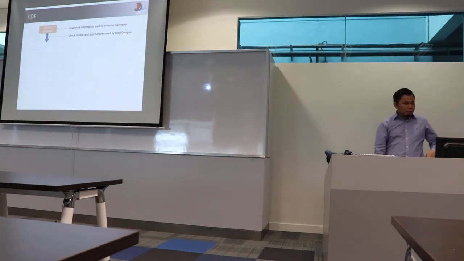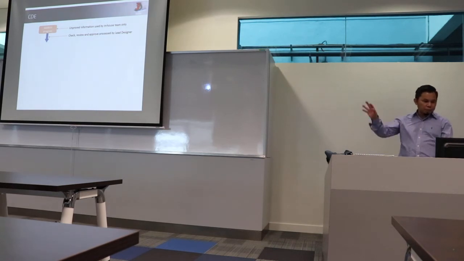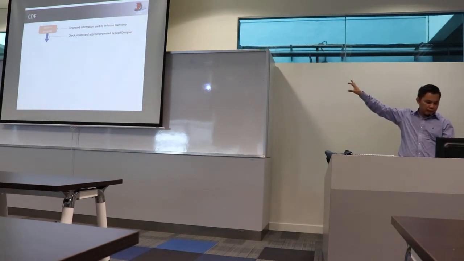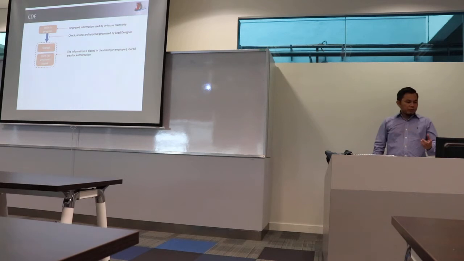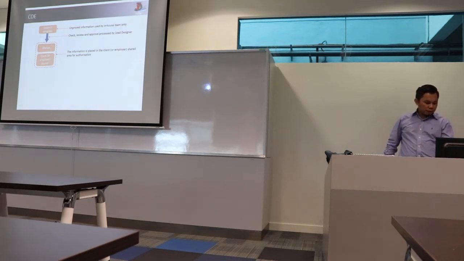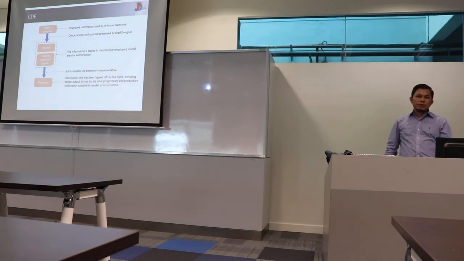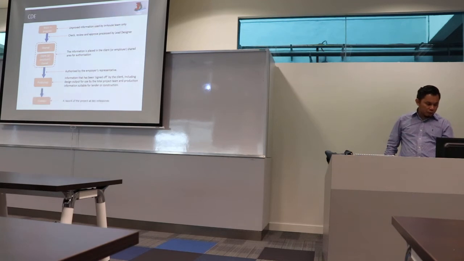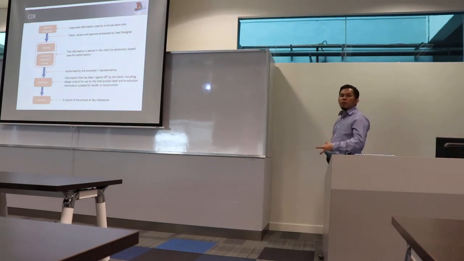This is an example of the flow. Work in progress is unapproved information used by the in-house team only. Check and review, and then publish, and then it's shared. The information is placed in the client shared area for authorization, and then it's authorized, then it's actually published. These are some of the processes you would go through, and more importantly, it keeps a record or archive.